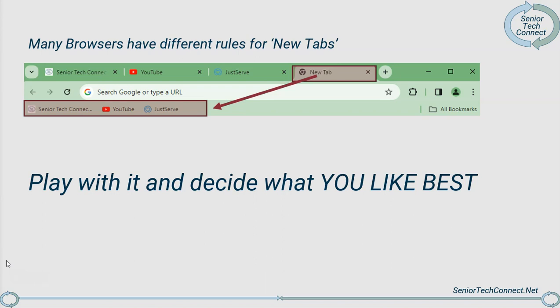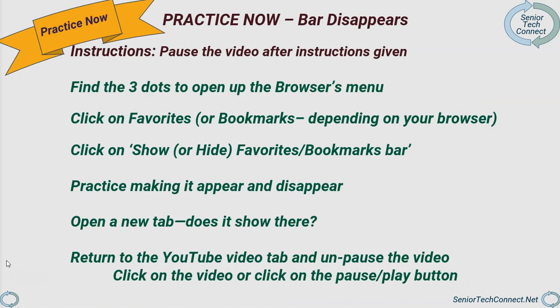Last practice of this video. What happens when the bar disappears? So this is what I'm going to have you do. I'll have you pause after we go through the instructions. The first thing, you're going to find those three dots of your browser, and you're going to click on favorites or bookmarks, depending on which browser you're using. Then you're going to find in the menu or sub-menu, show or hide favorites bookmark bar. And I want you to click on that. Depending on what your browser is doing already, you're going to make it appear or you're going to make it disappear.